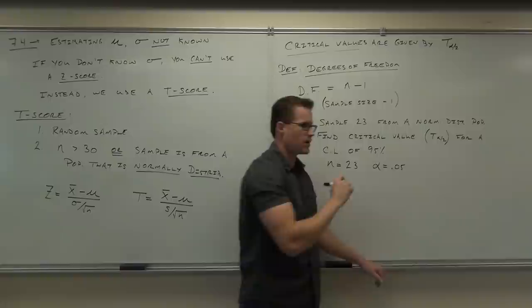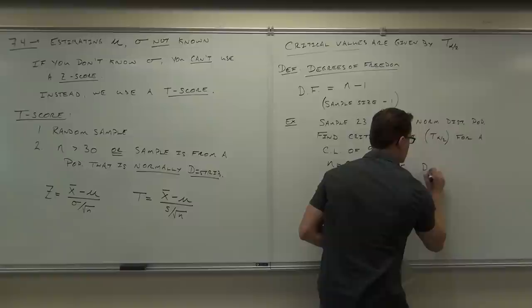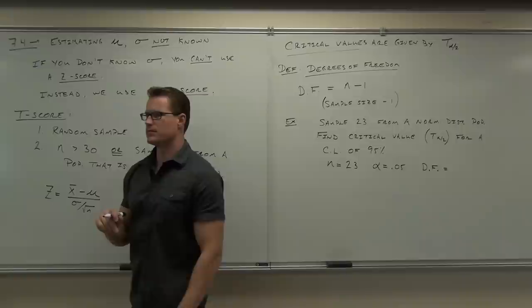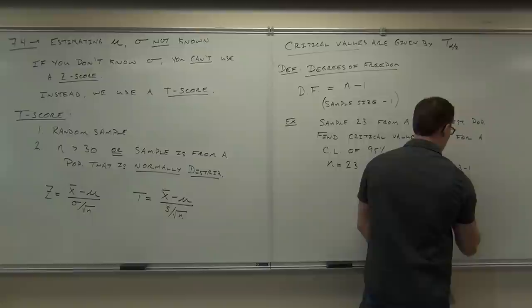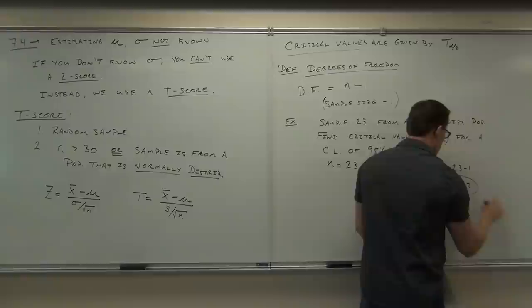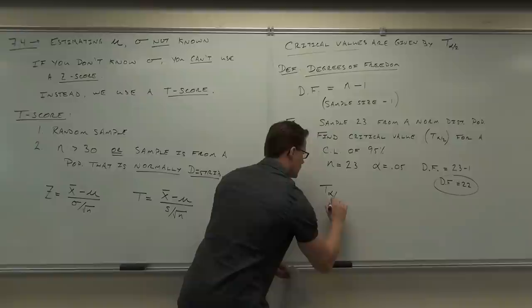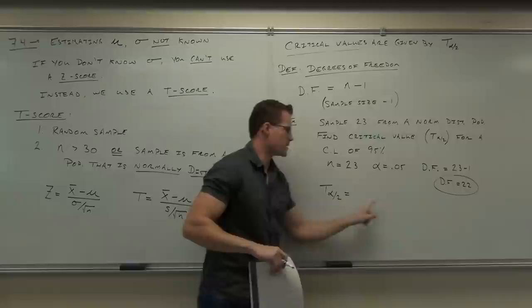Okay. Can you tell me how much is my degrees of freedom? What's my degrees of freedom? 22. How are you getting 22? 23 minus... Yeah, you just subtract 1 from that. So degrees of freedom is the sample size minus 1, or 22. Now we're going to find t alpha over 2. That's our critical value. When I say critical value, that's what that means. We're going to go ahead and find that.